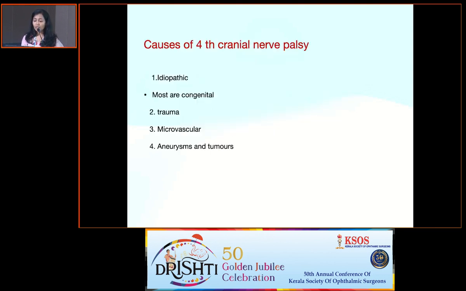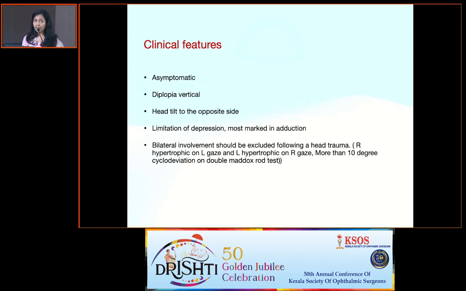The causes are mainly idiopathic, which is congenital. Other causes are trauma, microvascular conditions, aneurysms, and tumors. Clinically, if it is congenital, the patient may be asymptomatic, except that there would be a head tilt. And the diplopia, if it is acute, will be vertical. There will be limitation of depression. So this nerve is tested in depression in adduction.